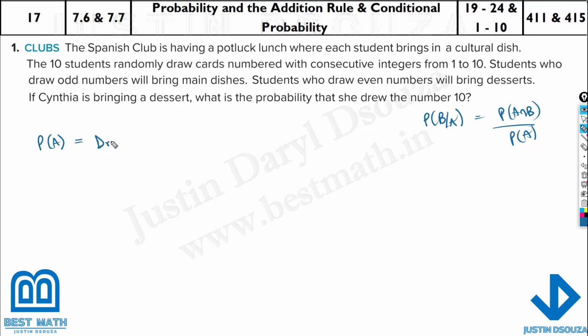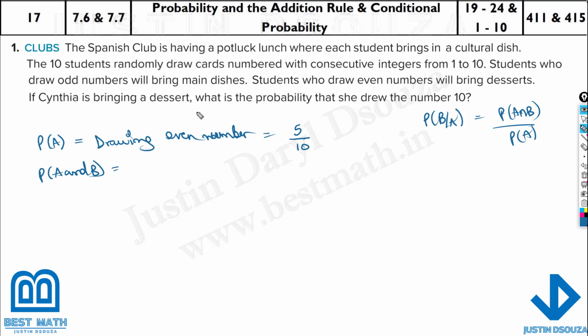Probability of A is drawing even numbers. What is the probability of drawing even number in 1 to 10? It is 50%, right? Because there are 5 even numbers out of 10. So we'll just leave it like that. There are 5 even numbers out of 10. You can write 1 by 2, but I'll just leave it over there. The next one, no need of finding the probability of B. We just need A and B, or A intersection B. It's the same thing, A and B and this inverted U.